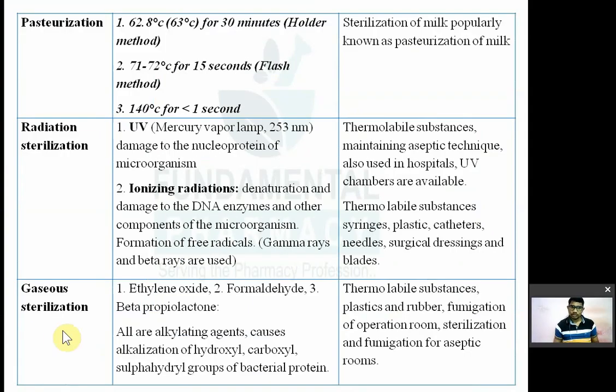Gaseous sterilization means you are using different kinds of gases which will damage the bacteria. So particularly ethylene oxide is the gas, then formaldehyde and beta propiolactone. Now what is the mechanism involved in the killing of bacteria? कैसे मारेंगे ये बैक्टीरिया? So this is the mechanism.